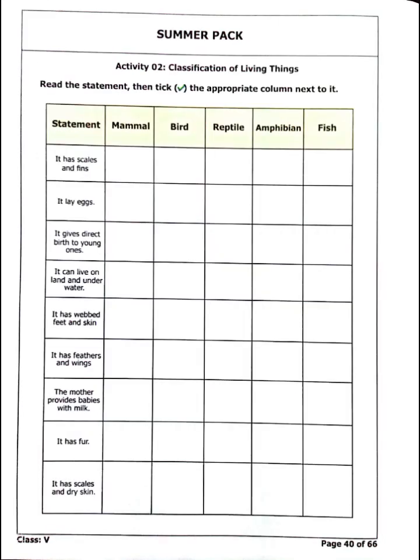Activity 2 is read the statement, then tick the appropriate column next to it. Statements are given to you. For example, the first statement is it has scales and fins. You have to mark the box where you think the statement is related to that group. It is given in your textbook in the chapter. You can also take help from your book.